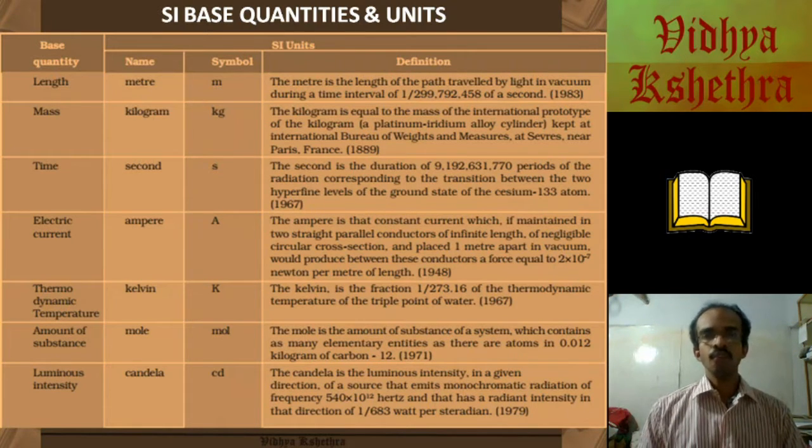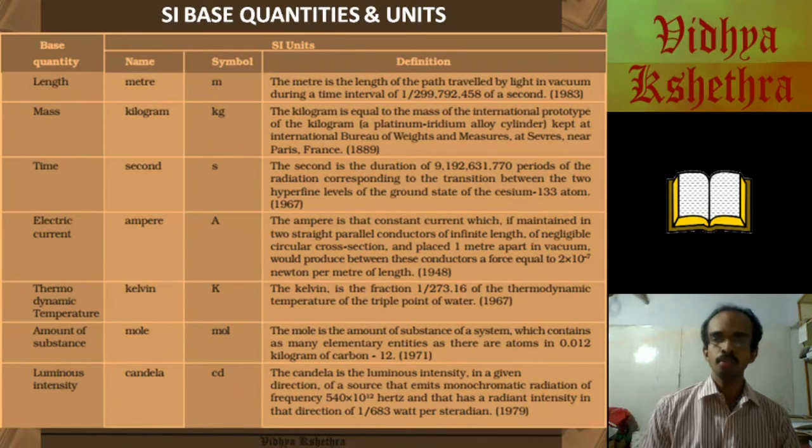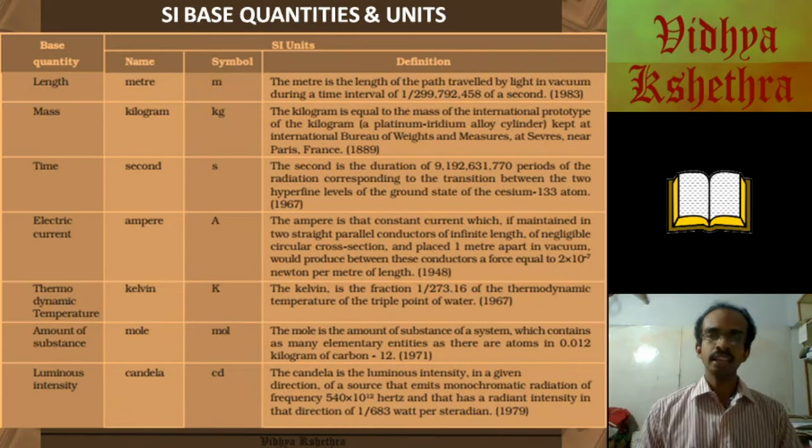Then there is for time, second. For the time second, the standard is the duration of 9,192,631,770 periods of the radiation corresponding to the transition between the two hyperfine levels of the ground state of the cesium-133 atom. Then for electric current, the SI unit is ampere.